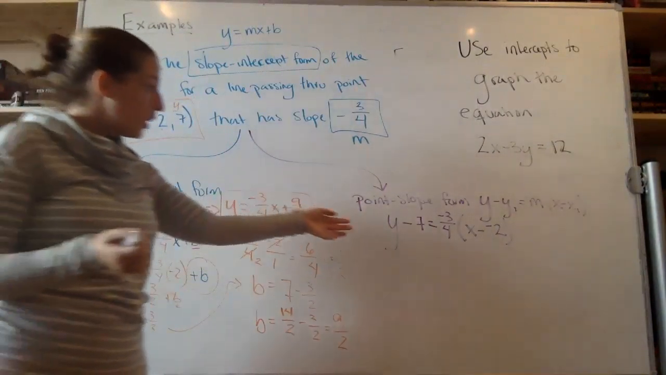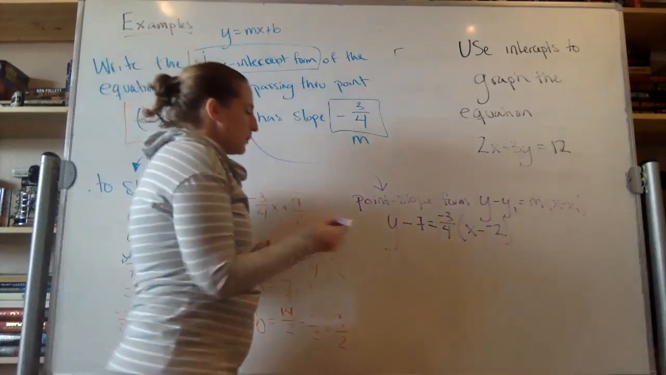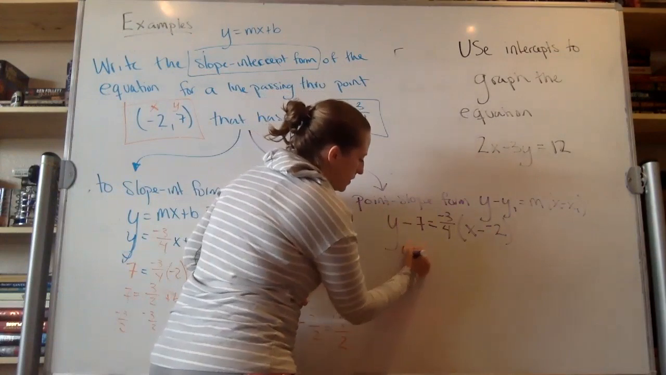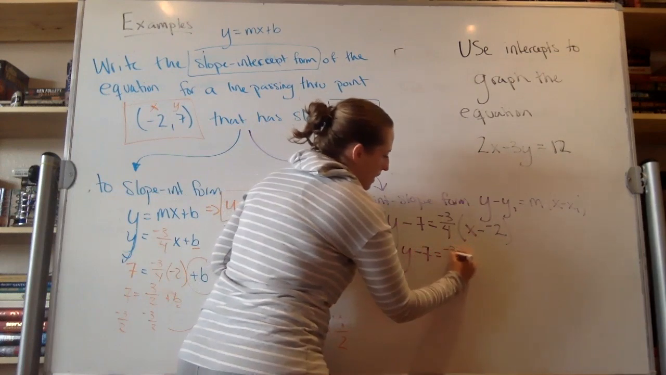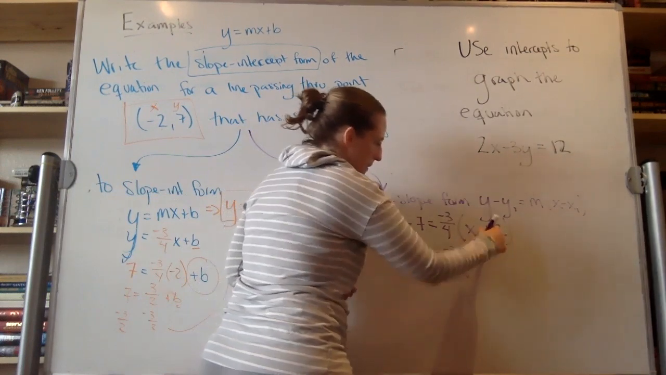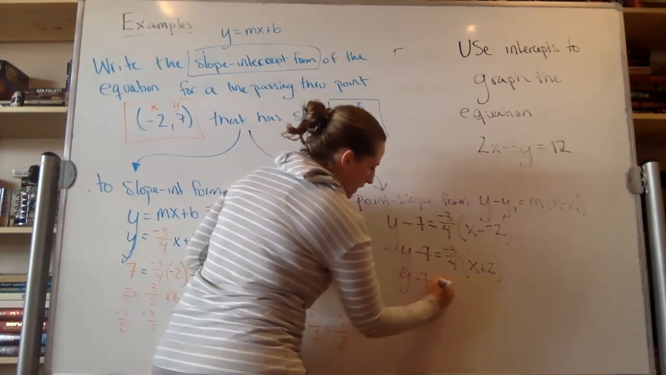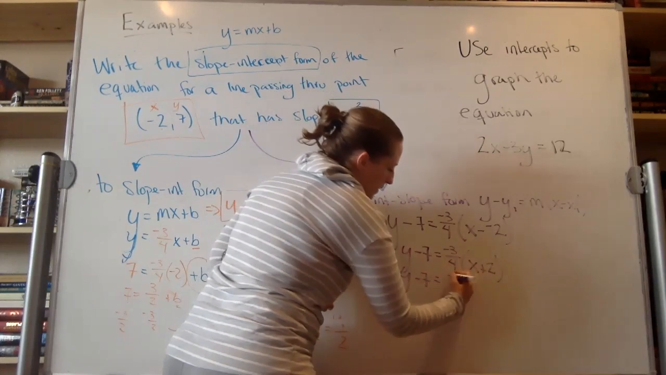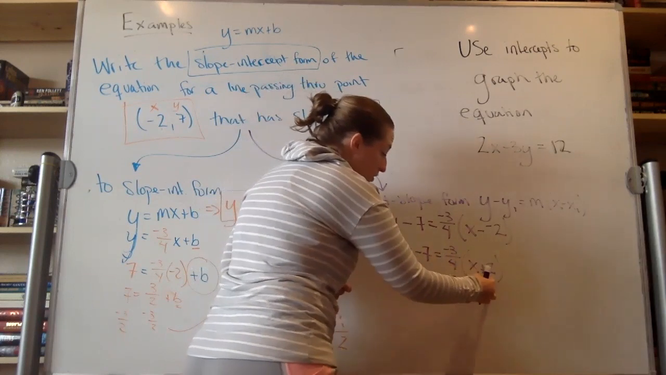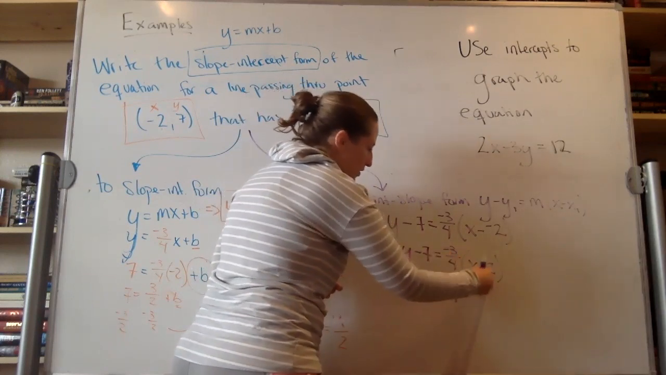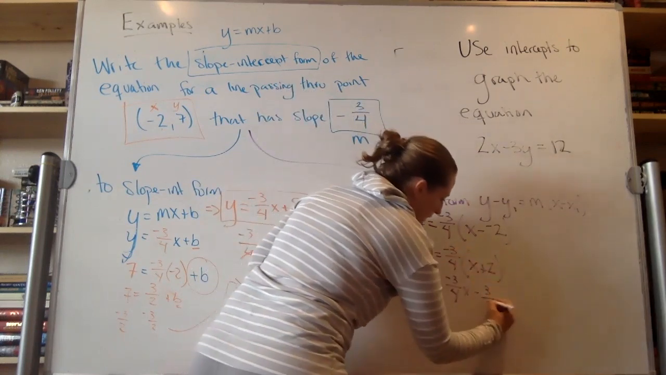What we can do is go from point-slope form into slope-intercept form just by rearranging terms. So basically, I need to get y by itself. I'm going to do some simplifying over here. I have y minus 7 equals negative 3/4 times x minus negative 2, which is x plus 2. I'm going to go ahead and distribute that negative 3/4. Y minus 7 equals negative 3/4 times x is negative 3/4 x. Negative 3/4 times 2 is negative 3 times 2, which is negative 6 over 4, which is negative 3 halves.